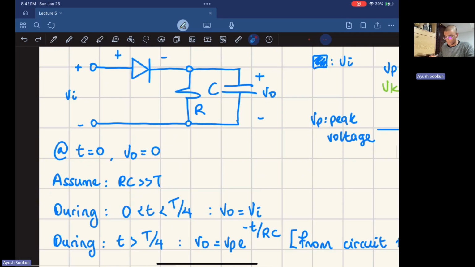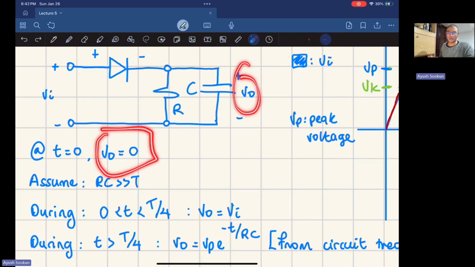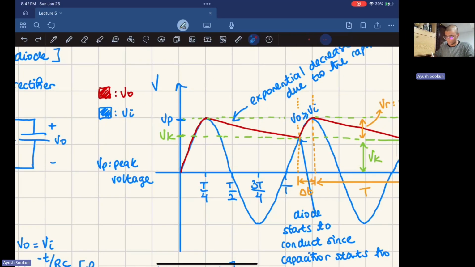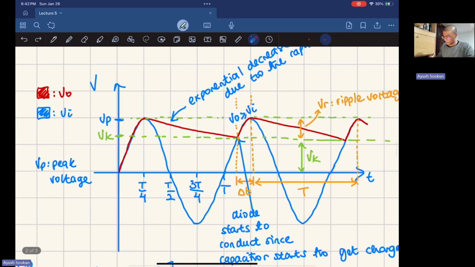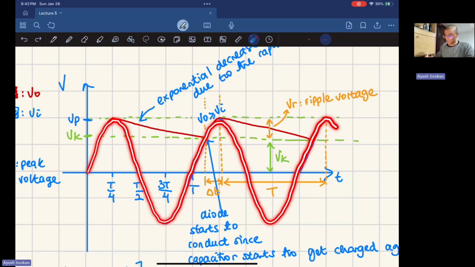Now, one thing I want you to keep in mind is that when time equals zero, as I press my stopwatch, my output voltage is equal to zero. Why is that? If you look over here, the blue curve is my input voltage and the red curve is my output voltage. I've got a lot of stuff going on here, but all I want you to focus on right now is the blue curve that I'm drawing. That's my input voltage. At time equals zero, this point is 0 volts. My input is 0 volts.